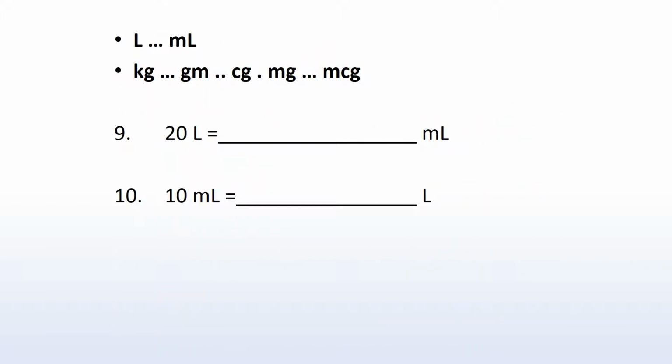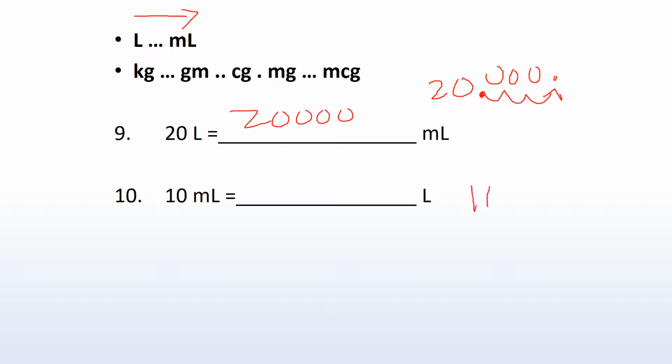All right, so this is just to demonstrate that this also works with liters and mLs. So liters to mLs, how many spaces left or right? 3. So we got our 20. We're going to go 3, 1, 2, 3 to the right. There's its new home. The answer is 20,000.